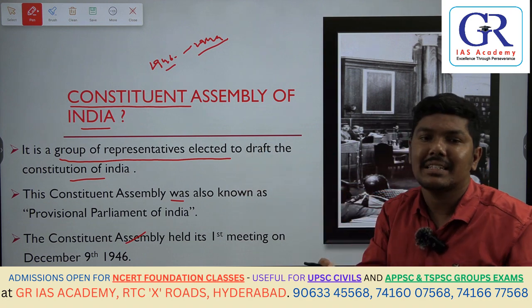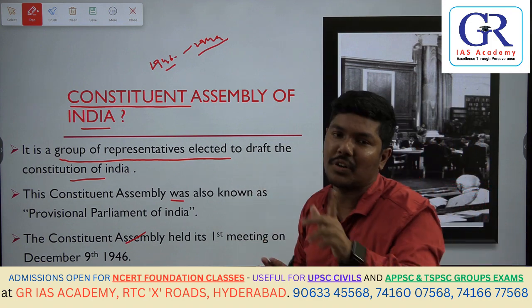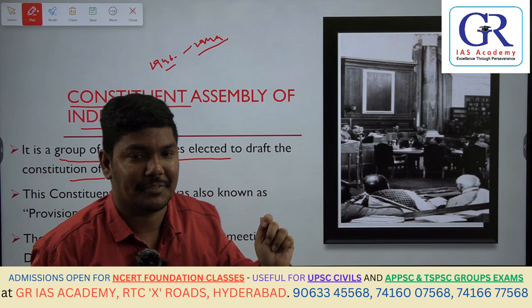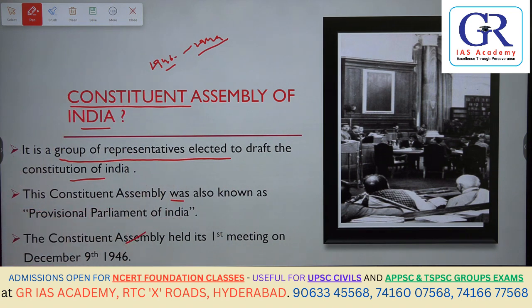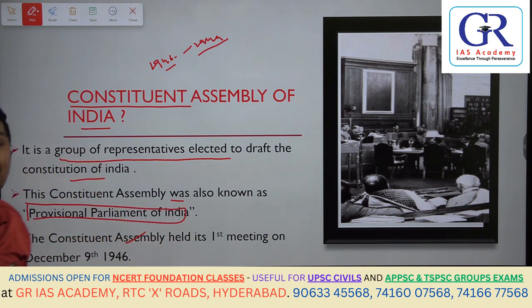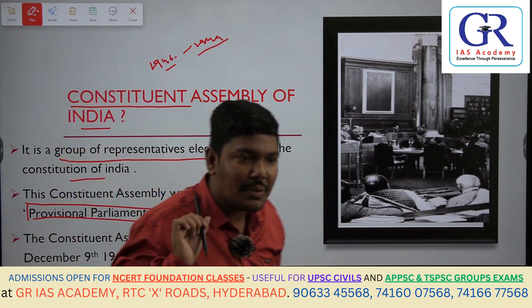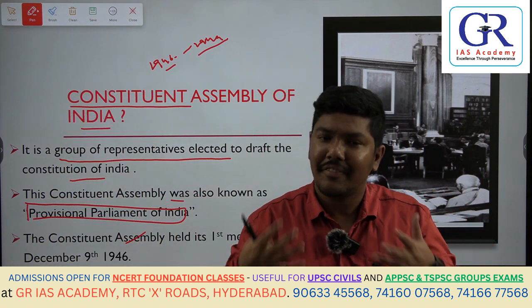In the foundation batch, we will be discussing in depth about this Constituent Assembly, which is one of the most important topics from the UPSC perspective. So we just made it very generalized definitions here. You should also understand that the Constituent Assembly is also considered as the Provisional Parliament of India. What was the main objective of the Constituent Assembly? The main objective is to draft the Constitution for our country.